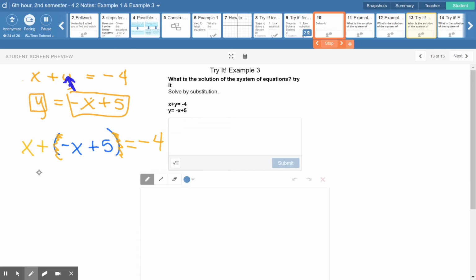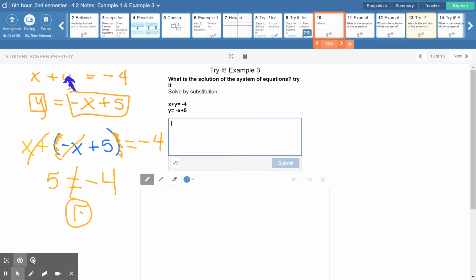So x plus a -x goes away. Then we're left with 5 equals -4, which is a false statement. 5 can never equal -4. So once again, it's a no solution, because the work became a false statement. Or you can say it's a false statement, so the answer is no solution. So it's really up to you how you want to word it, but you do have to justify.